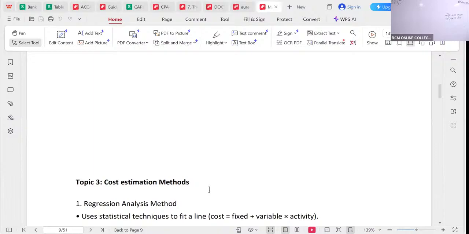So, cost estimation techniques. If you look at your syllabus, at the end of the day, if you remember very well, we said a management accountant is a cost accountant. First of all, our duty is to ascertain cost. The major duty is cost ascertainment, because there are so many companies outside here that are selling things just haphazardly.